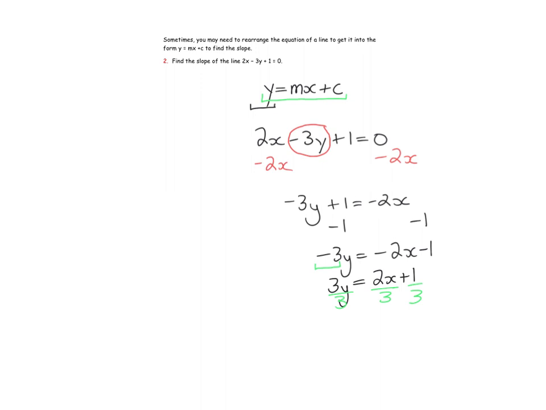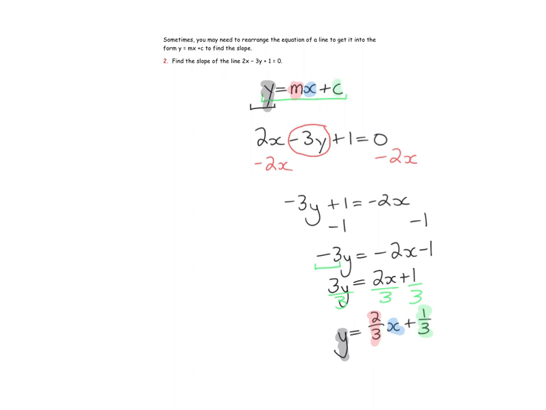So we'll be left with y is equal to 2 over 3x plus 1 over 3. Now we can compare them. So we have y here, and that corresponds with the y we have up here, which is perfect. We have a number in front of x, and we have a number in front of x. It's perfect. We have x itself comes next, and that's x. And then we have a number, and that corresponds with c.